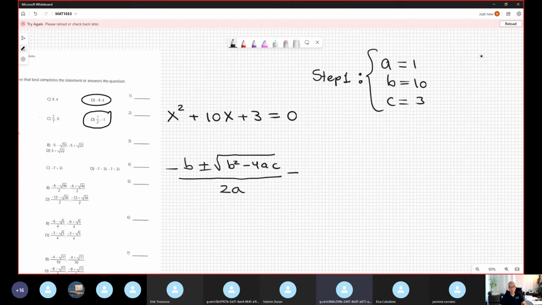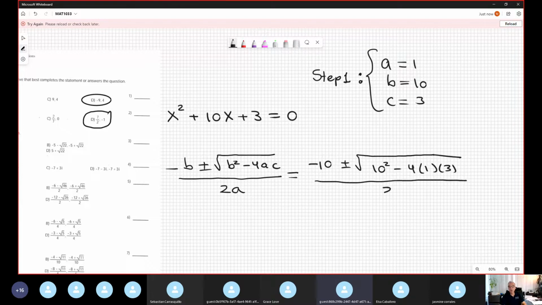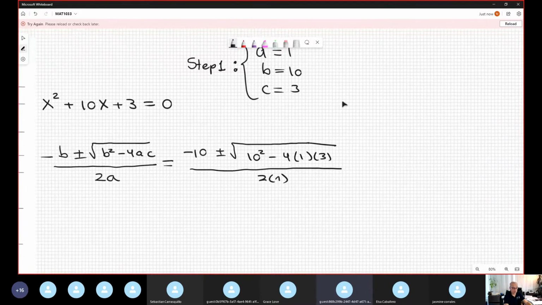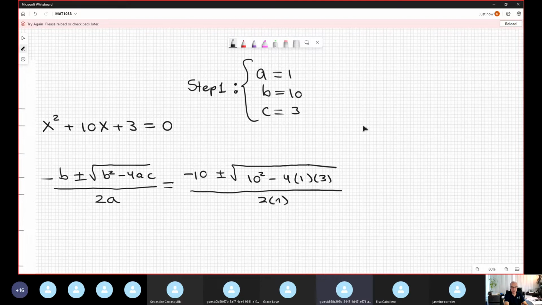And substitution. A is minus 10 because B is 10, plus or minus square root of 10 squared, positive, 4 multiplication by 1 multiplication by 3, divided by 2 times 1. I'm just plugging in the values, replacing the corresponding values into the variables A, B, C in the formula, but I don't do any operation yet, because this helps me to understand what I should do.